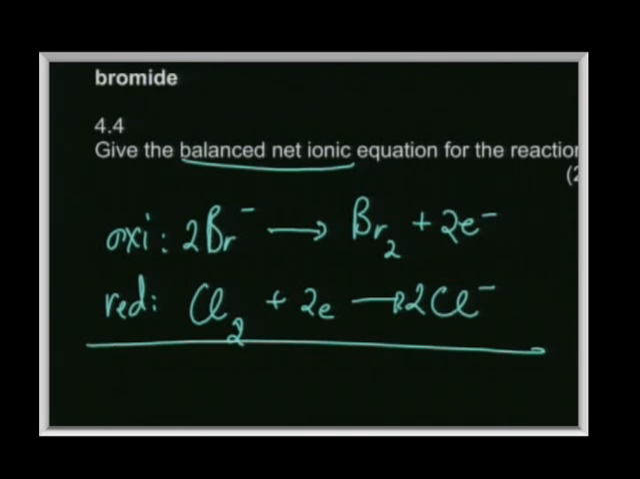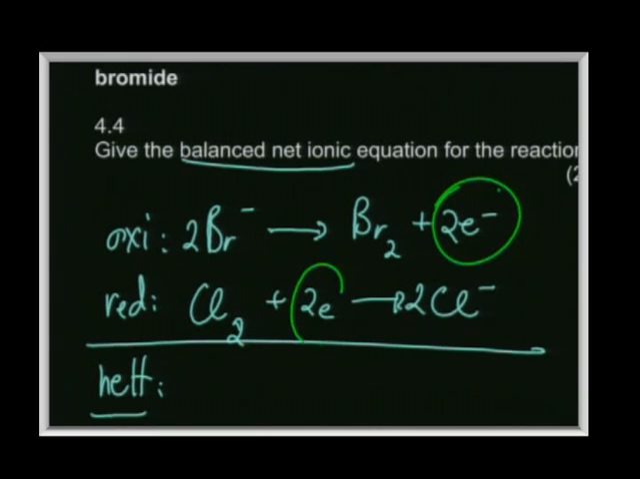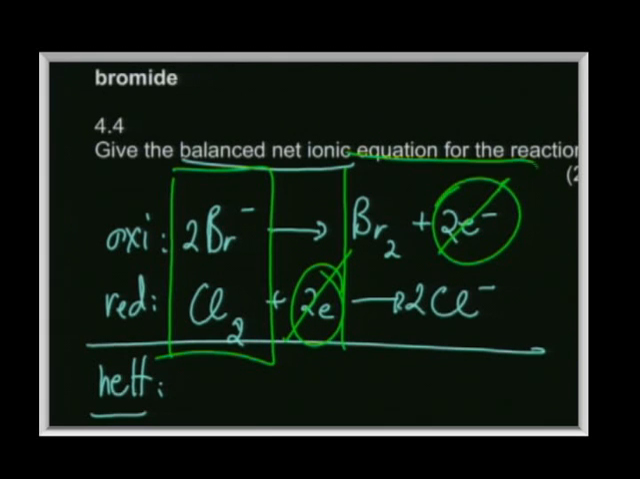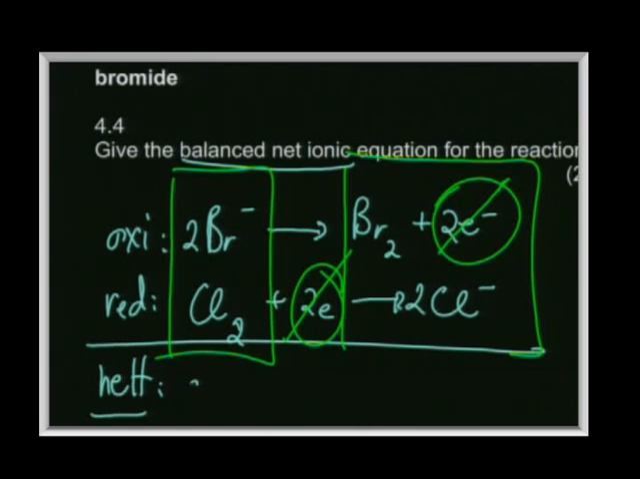Now question 4.4 asks us to do the net equation, and to do the net equation we need to cancel out the electrons. I like doing that in a different color so that I can see what I'm cancelling out. So there my electrons will cancel, and I can just add the left-hand side for my reactants and add the right-hand side of my arrow. So over here on my left-hand side, I'm going to have my chlorine gas, and that is going to react with the bromide.